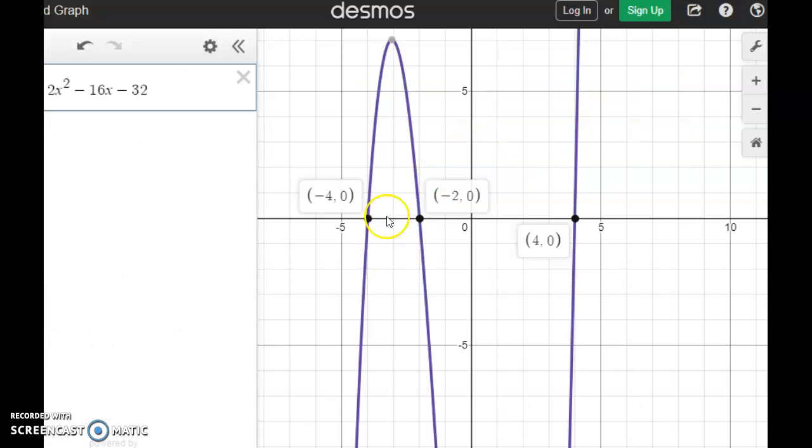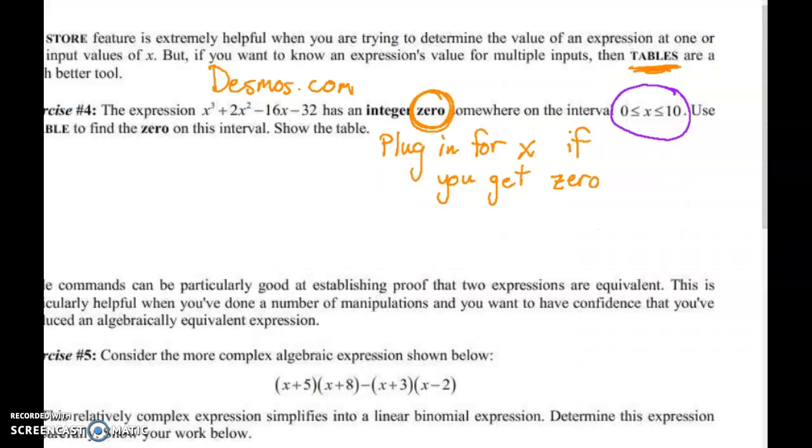And so when I go to that, well, -4 is to the left of 0, so that's smaller. We don't want that. -2 is to the left of 0, so we do not want that. And then 1, 2, 3, 4 is bigger than 0 but smaller than 10. That's the answer you want. So the answer that we want is x equals 4.